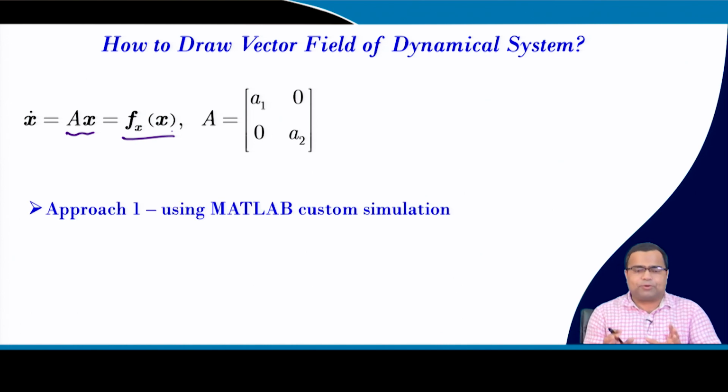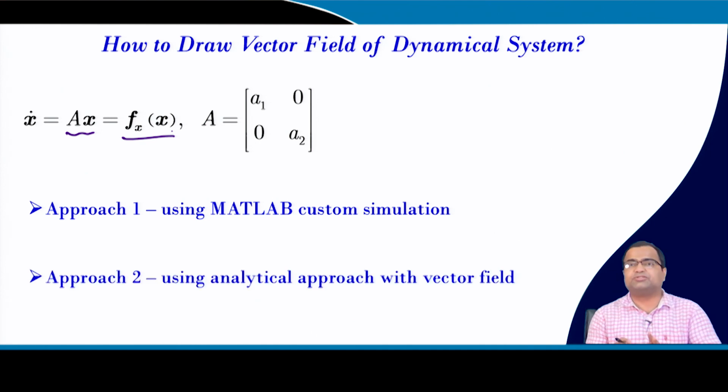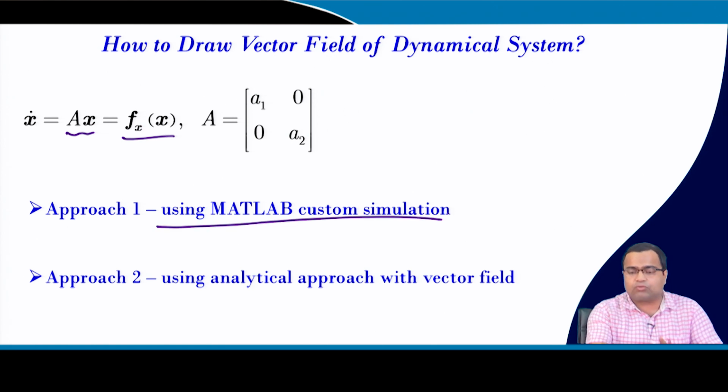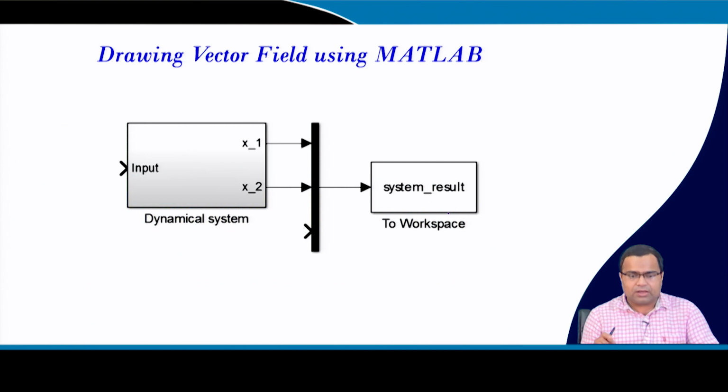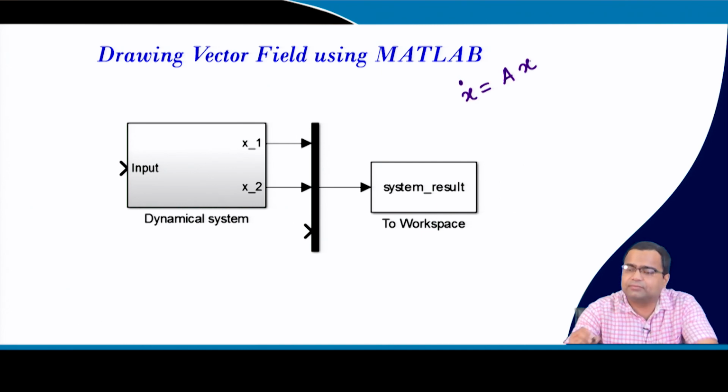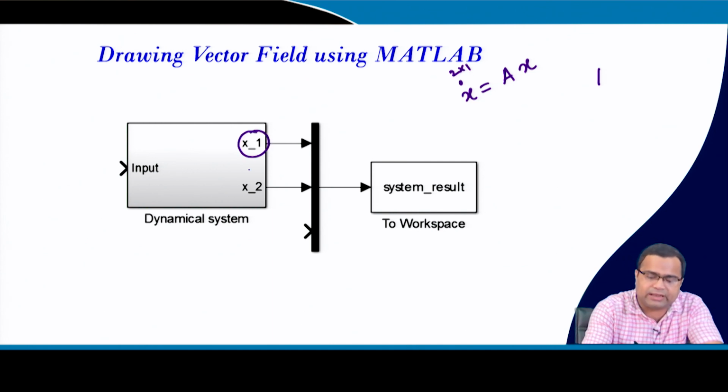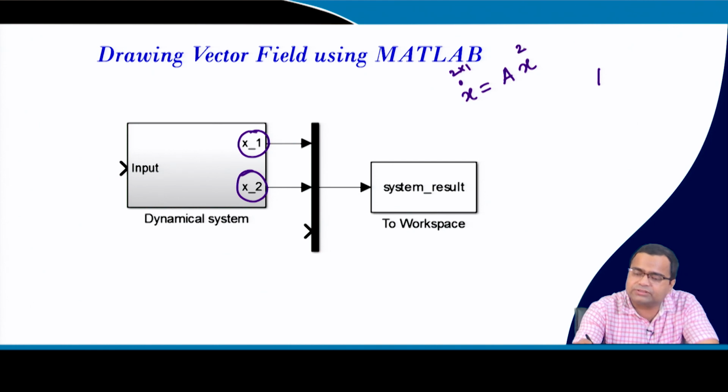Okay. So one approach is using MATLAB custom simulation and the other is the analytical approach using the vector field. We will first consider how to draw the vector field in MATLAB, because we want to get some visual understanding before we draw the real vector field in this presentation. So first I have considered one dynamical system, and what is the dynamical system? x dot equal to Ax, right? And since we have taken only two states, you can see x1 and x2.